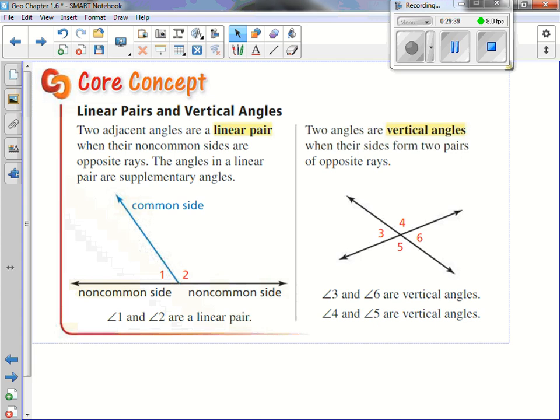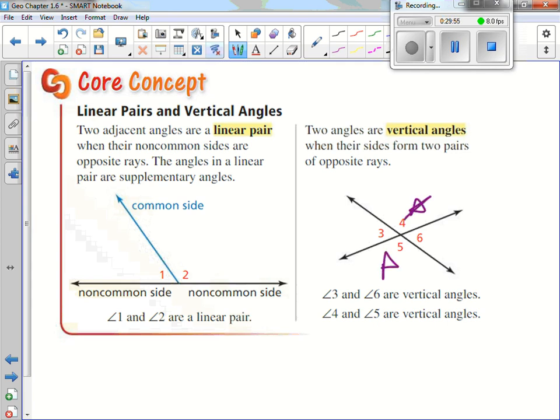Two angles are vertical angles when their sides form two pairs of opposite rays. So we're talking about two lines that cross each other. The angles that are opposite each other are vertical angles. So 4 and 5, 3 and 6. These sets of angles are vertical angles.